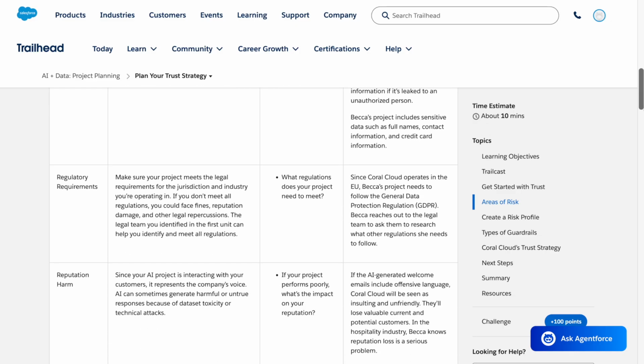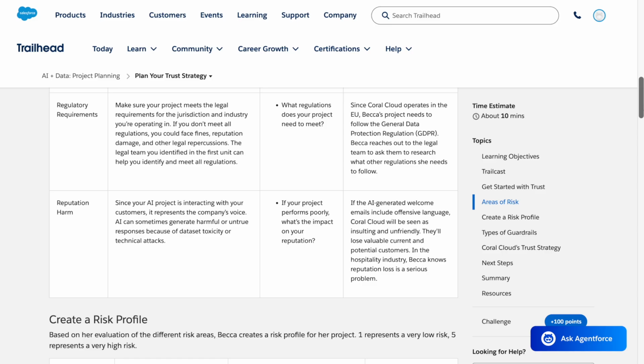Risk area: regulatory requirements. Description: make sure your project meets the legal requirements for the jurisdiction and industry you're operating in. If you don't meet all regulations, you could face fines, reputation damage, and other legal repercussions. The legal team you identified in the first unit can help you identify and meet all regulations. Questions to ask: what regulations does your project need to meet? Becca's response: since Coral Cloud operates in the EU, Becca's project needs to follow the General Data Protection Regulation, GDPR. Becca reaches out to the legal team to ask them to research what other regulations she needs to follow.